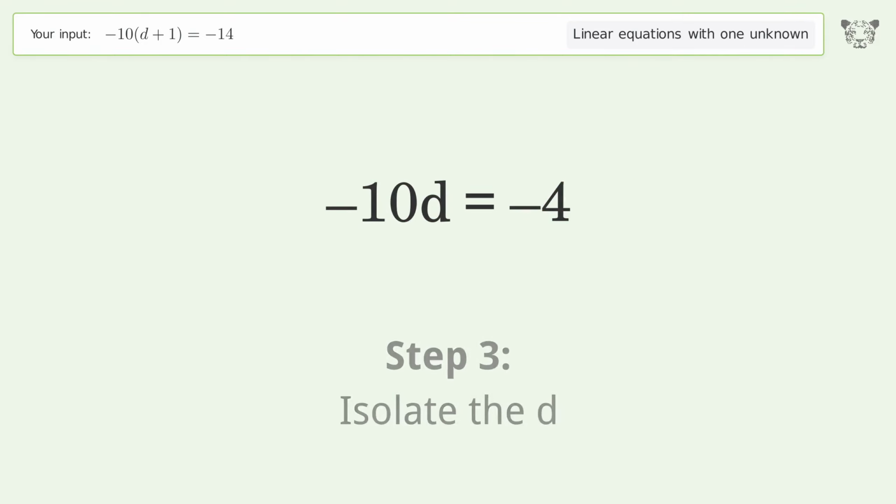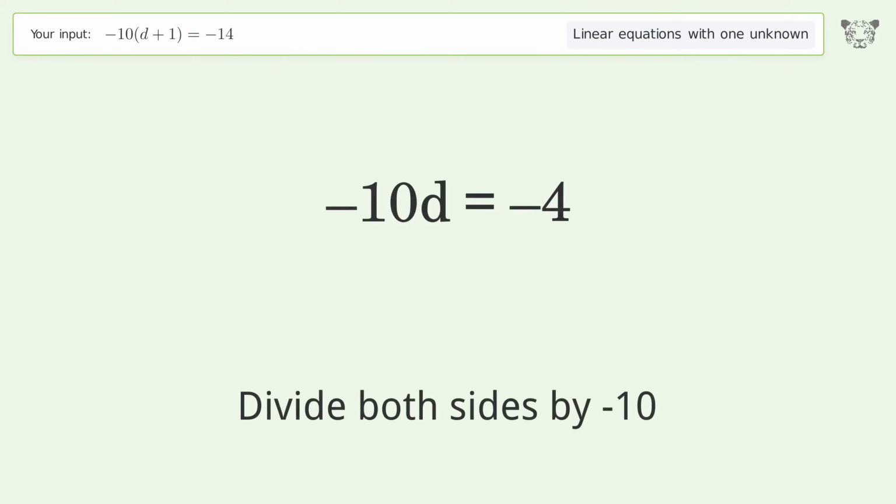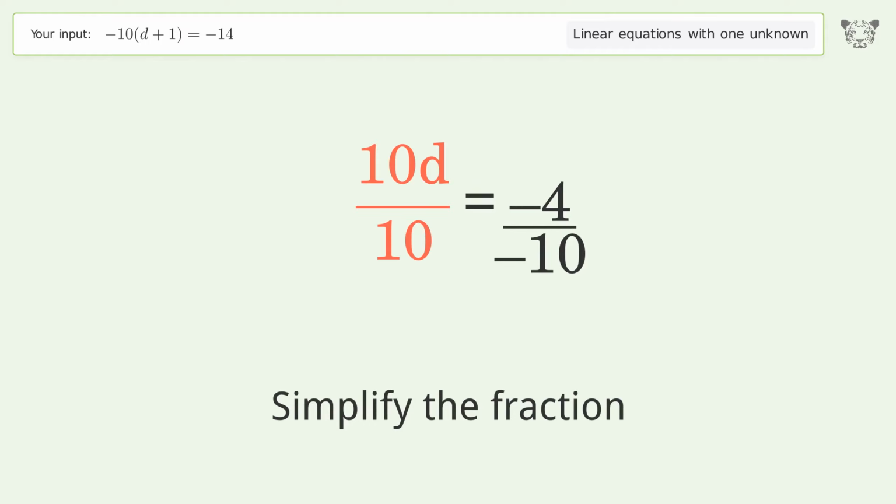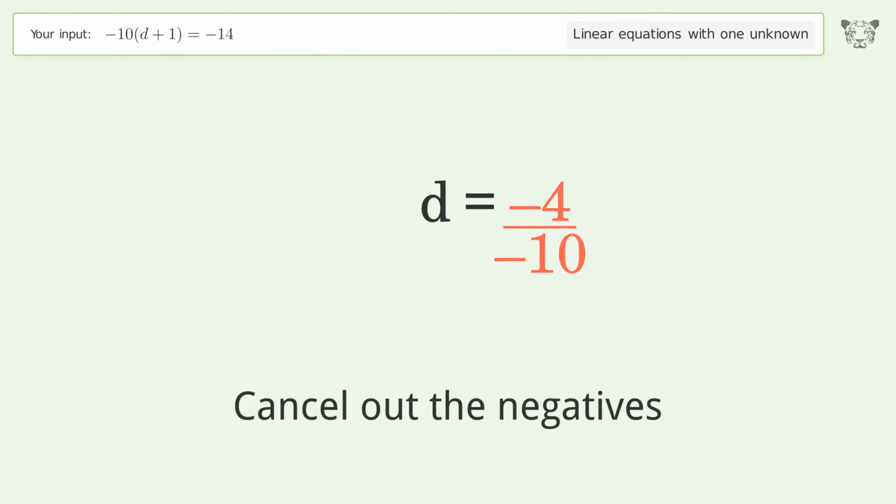Isolate the d. Divide both sides by -10. Cancel out the negatives. Simplify the fraction. Cancel out the negatives.